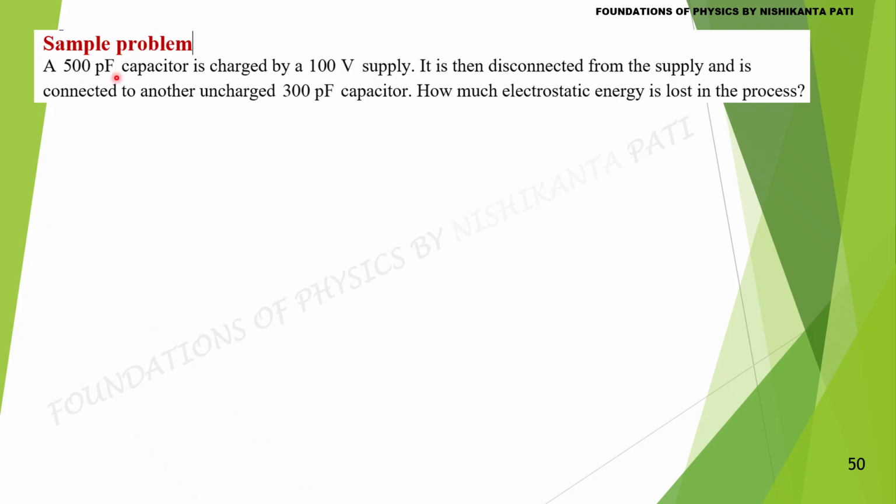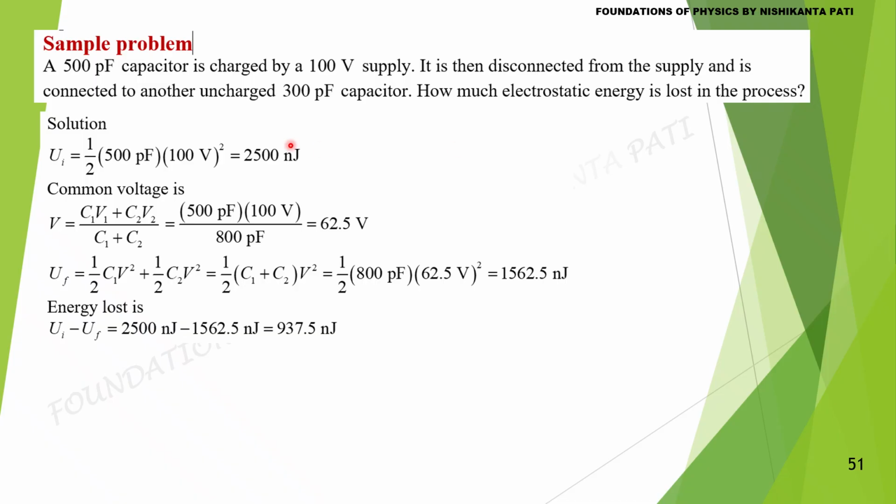A 500 picofarad capacitor is charged to 100 volt supply. It is then disconnected from the supply and is connected to another uncharged capacitor of 300 picofarad, and we find the electrostatic energy that is lost in the process. The first capacitor energy was this. When the two capacitors are joined, the common voltage is this much.